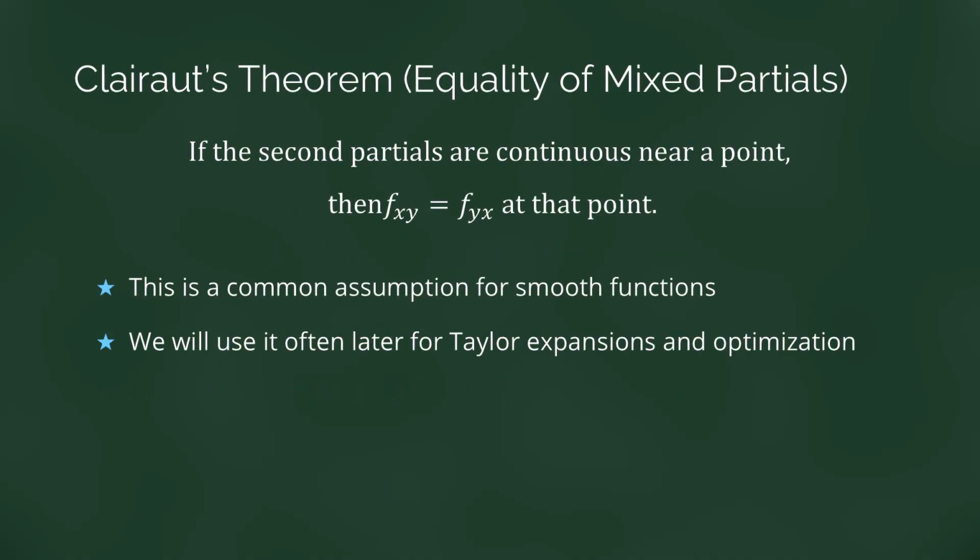The theorem I just mentioned is called Clairaut's theorem, and it tells us that if our second partial derivatives are continuous near a point, then f sub xy and f sub yx are equal at that point. Most of the functions we'll look at are considered smooth, which means they're going to be continuous on the points in their domain. So we can use this assumption pretty commonly. And we'll get to use it a lot when we look at Taylor expansions and optimizations.